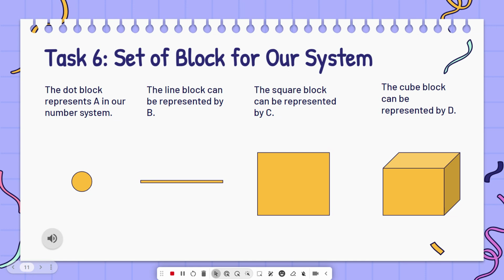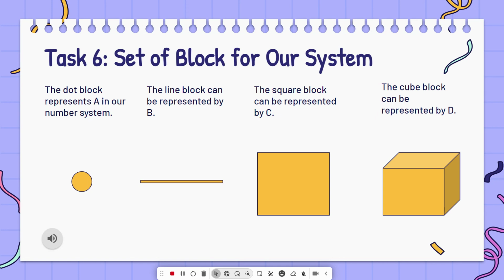Our next task is to describe how the set of blocks relate to our number system. So based on the mathematician's blocks, there was a dot block, a line block, a square block, and then like a cube or rectangular prism block. So in terms of our number system, how we related it was we said that the dot block would represent our lowest number system symbol, which would be A. And then for so on.